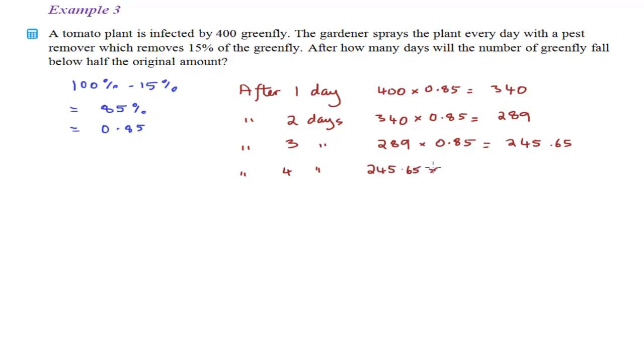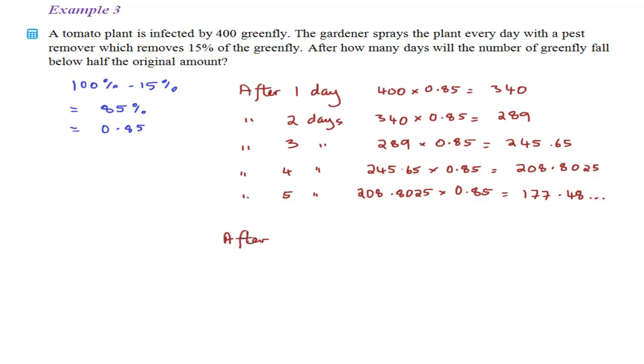so 245.65, that needs to be reduced by 15%, so again multiply by 0.85. Now we're down to 208.8025, so we're getting close to 200, and then we're hoping here this will take us below. Now take our 208.8025, again I'm keeping all the accuracy, reduce that by 15%, and then finally after 5 days we get down to 177.48 and some stuff there. So what that means is that the greenfly falls below half the original amount after 5 days of treatment.